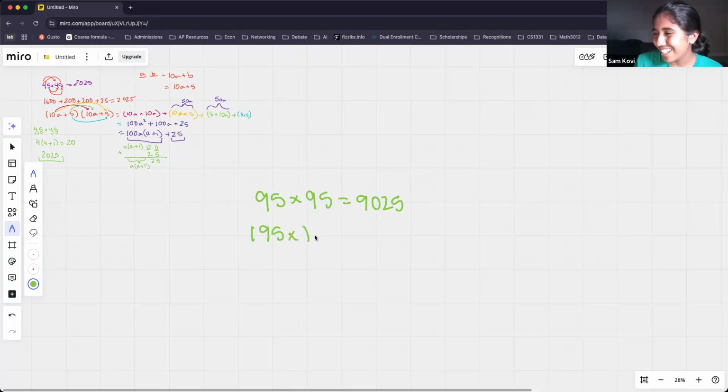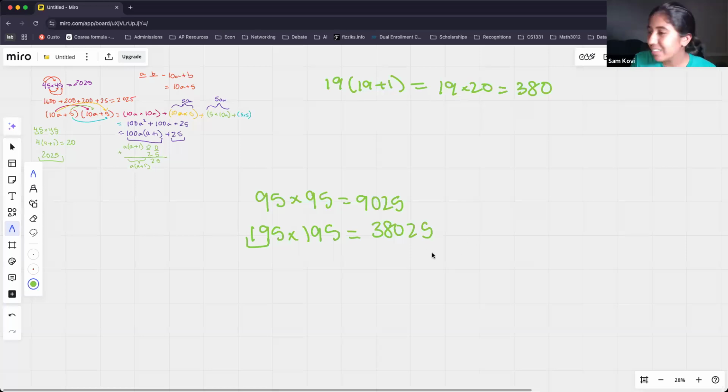Let's do 195 times 195. I think this will be good. What is that? Yeah, good. 38025. That is absolutely correct. So even though we're now in the three digits, we're still doing the exact same process. So we're looking at the first two digits in this case, and that's 19. So we'll do 19 times 19 plus 1, which is 19 times 20, which is equal to 380. And then we just add the 25 at the end. So we get 380 and 25. And so our final answer is 38025.